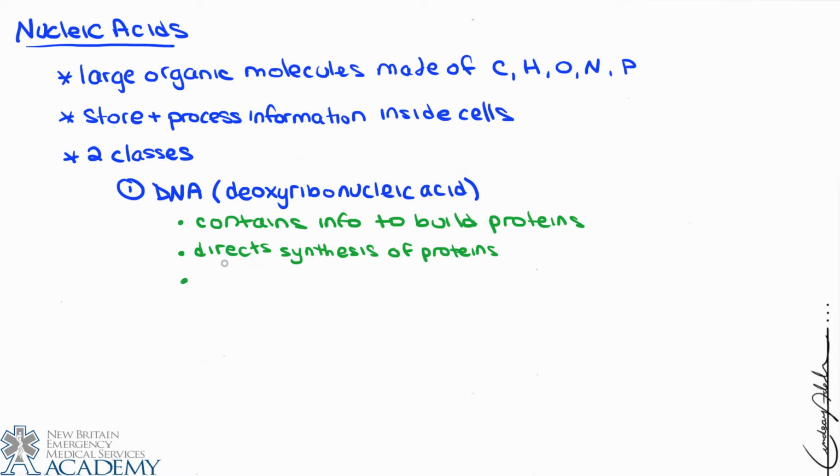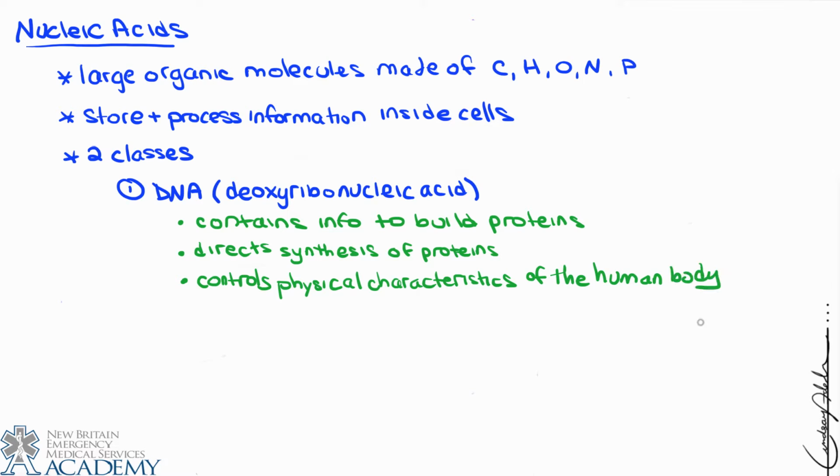So it's very important to also understand how those proteins come about. So DNA directs the synthesis of proteins, and as a result, it controls all of the physical characteristics of the human body. So everything from eye color, whether you have blue eyes or brown eyes, to how tall you are, to the specific proteins that make up different parts of individual cells. The DNA contains all of that information. It's every piece of the instructions that is contained within a person.